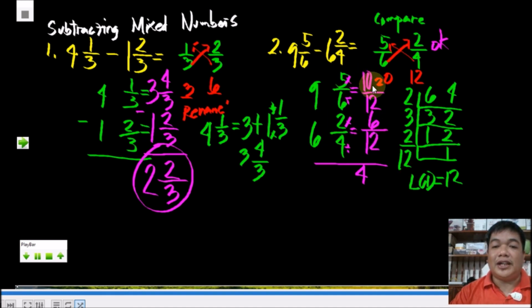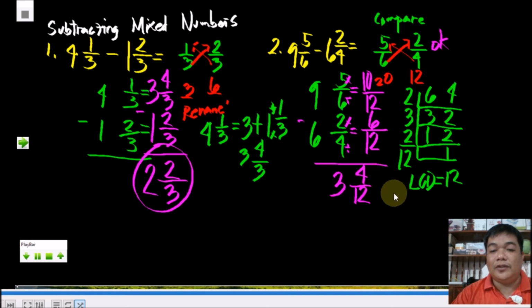After this, you have what we call similar fractions, 10/12 and 6/12. So you can now subtract: 10 minus 6, that is 4, copy the denominator 12. Then for the whole numbers, 9 minus 6, that is 3. So our answer here is 3 and 4/12. But let us observe the fraction of the answer. Is it in the lowest term? Not yet. So we can simplify 4/12 by dividing by the GCF, which is 4.